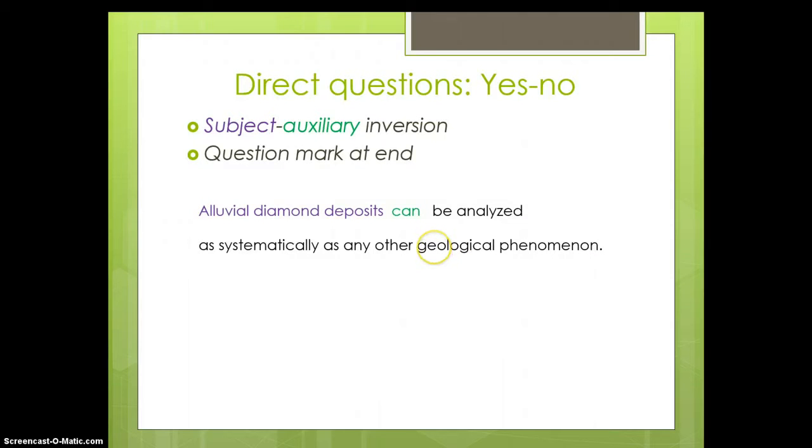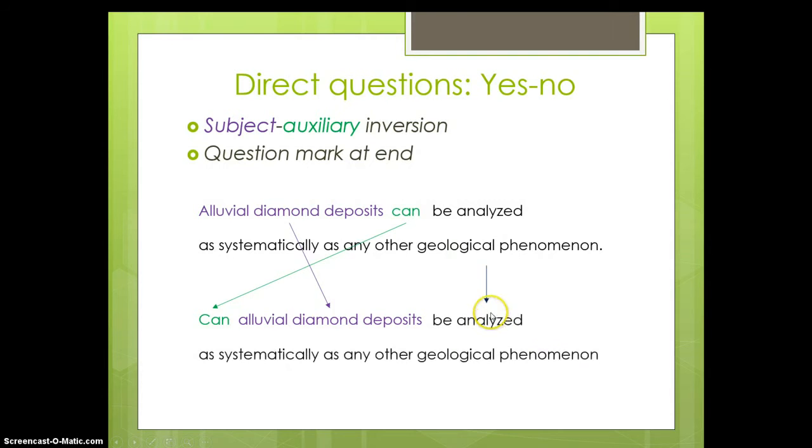So in this one, first we need to find the auxiliary. I've highlighted it in green. It's can, and we'll just move that to the beginning. And notice we only move the first of these auxiliaries; this be stays where it is. Next, the subject, alluvial diamond deposits, gets put after the auxiliary verb, and the rest of the sentence comes down unchanged, and we finish it with a question mark.